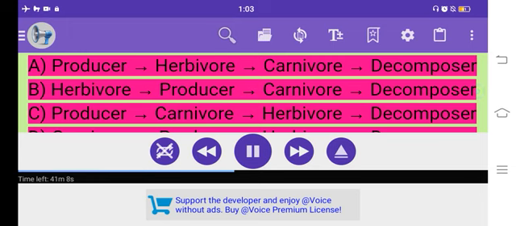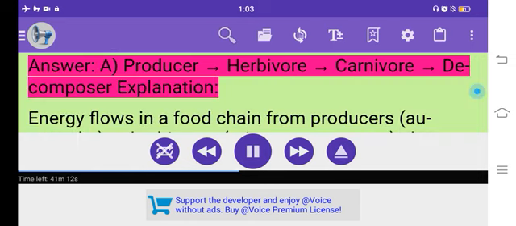A. Producer, arrow, herbivore, arrow, carnivore, arrow, decomposer. B. Herbivore, arrow, producer, arrow, carnivore, arrow, decomposer. C. Producer, arrow, carnivore, arrow, herbivore, arrow, decomposer. D. Carnivore, arrow, producer, arrow, herbivore, arrow, decomposer. Answer: A. Producer, arrow, herbivore, arrow, carnivore, arrow, decomposer.